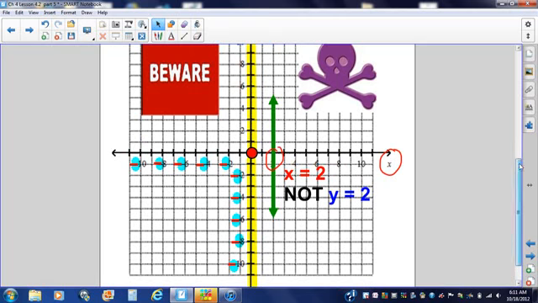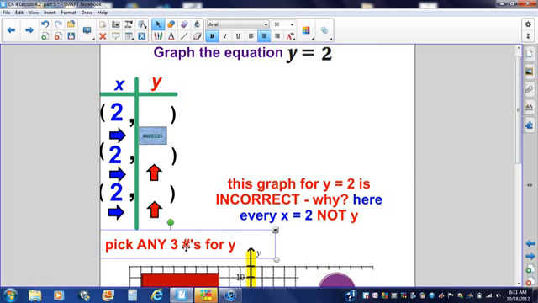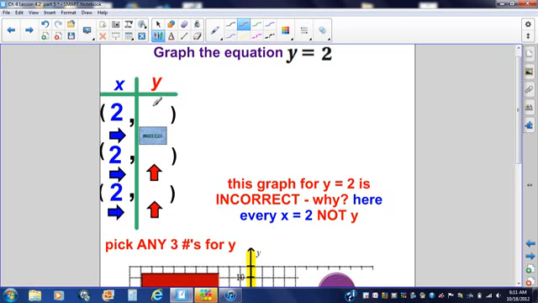If that doesn't work for you, visual people, make yourself a T-chart. Put 2, 2, and 2. Since I didn't tell you what numbers to pick for y, you can pick any 3 numbers for y. So I'm just going to pick 0, 1, and 2.